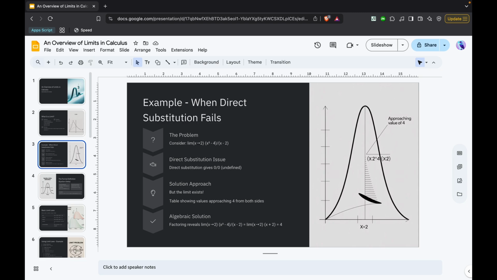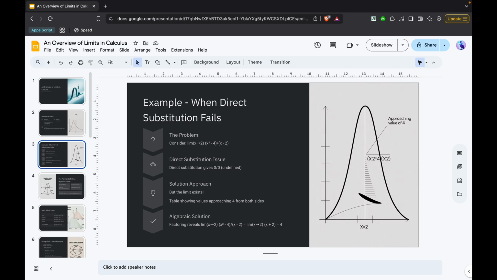This is an example. Let's say we have the problem: limit as x approaches 2 of x squared minus 4 over x minus 2. Direct substitution gives us 0 over 0, which is undefined. Here we're showing how a limit is different from direct substitution, because if we substituted the value in, it gives us an undefined value. So we're trying to figure out the value as x approaches 2. The value would be the same as if you plotted it, but you're not directly substituting. That's the biggest difference between limits and direct substitution.